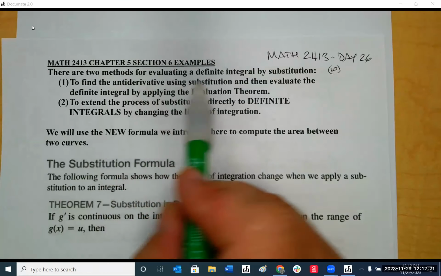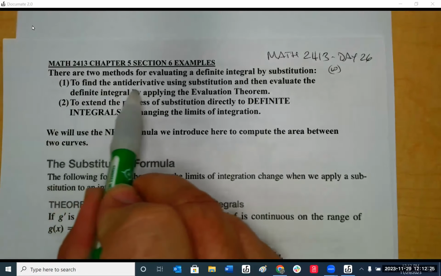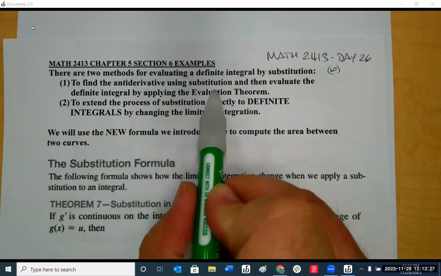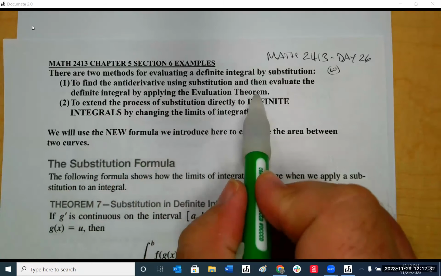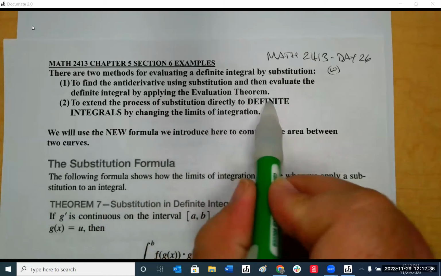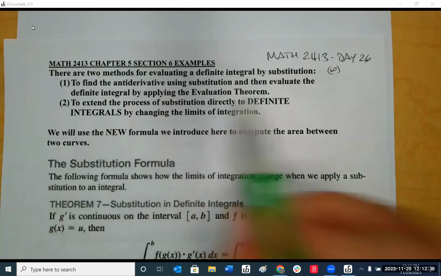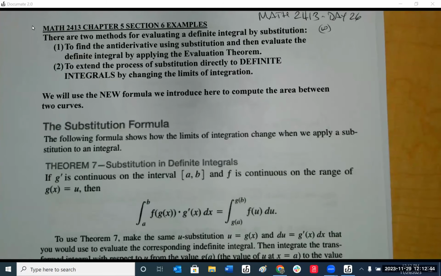There are two methods for evaluating definite integrals by substitution. One, find the antiderivative using substitution and then evaluate the definite integral by applying the evaluation theorem, or extend the process of substitution directly to the definite integral by changing the limits of integration. So what does that mean?